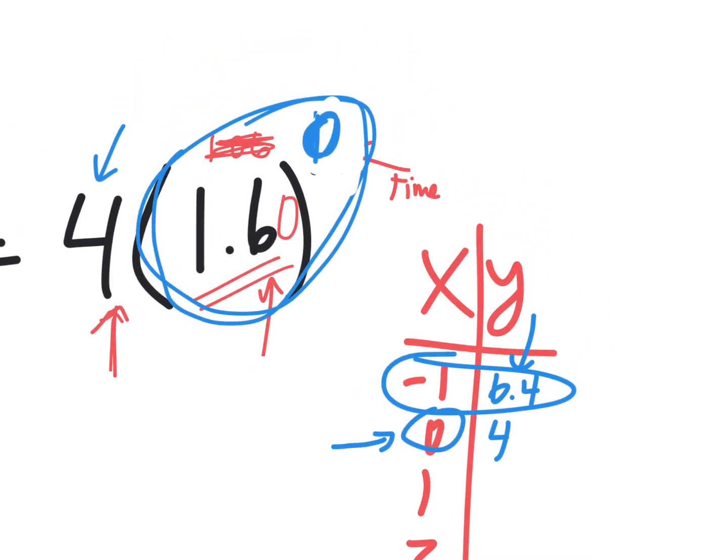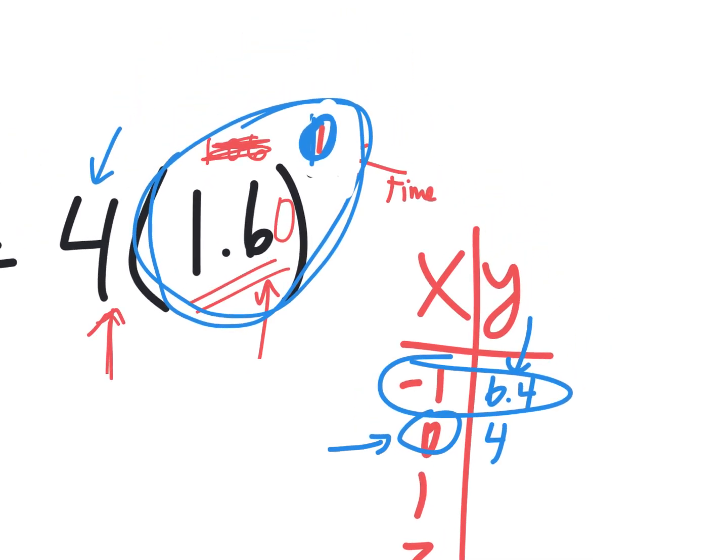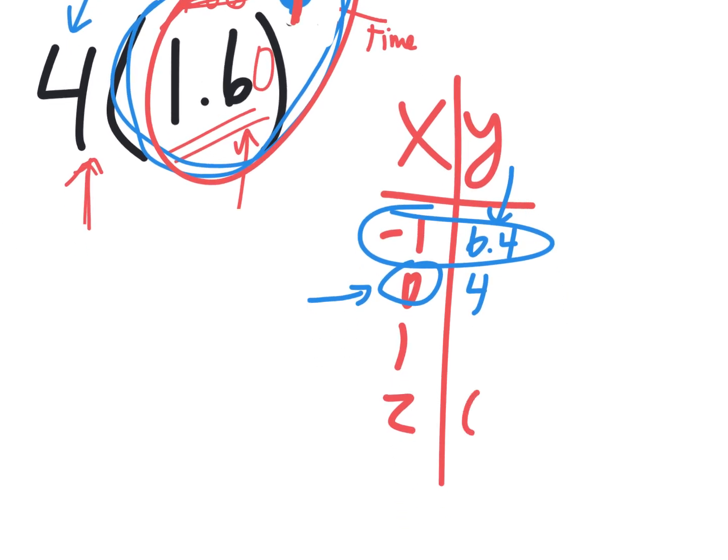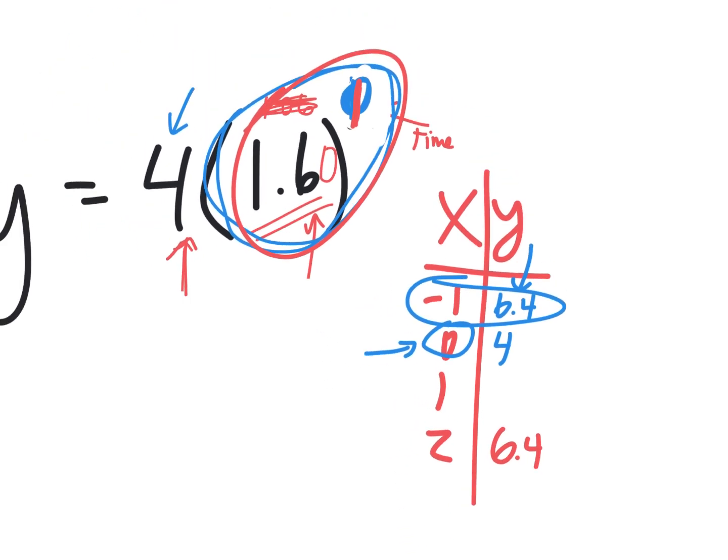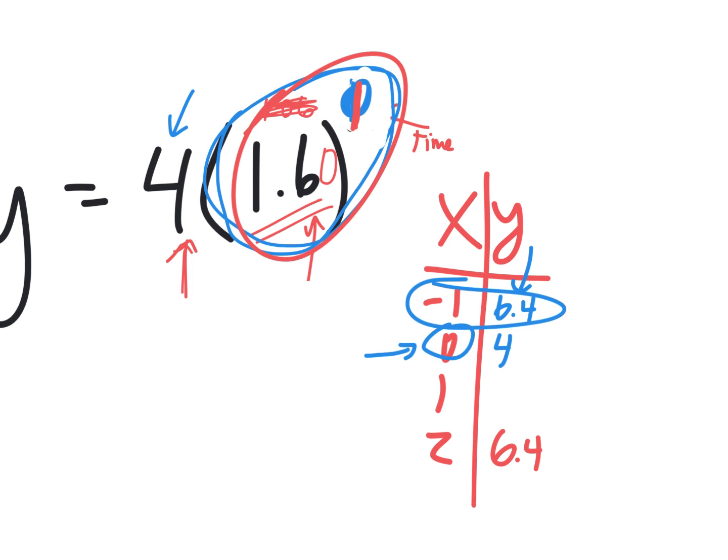If I put in a 1, then the 1 would go right here, and I go 1.6 to the 1 times 4. What is 4 times 1.6? And it's 6.4 again. What just happened? There, that's 6.4. Oh, I made a mistake back here because I didn't put it to the -1. I apologize. I was putting in a regular 1 on this spot. I should have put in a -1.